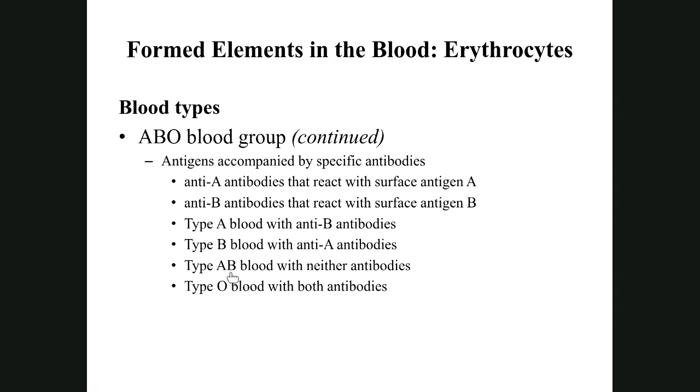Type O has neither antigen, so it's got to have both antibodies. And because it's got both antibodies, it's going to destroy any other type that it gets. So type O can only get type O, right? That's the reason when they're in an emergency, they always need type O blood, because number one, type O can only take type O, but also type O doesn't have any antigens.